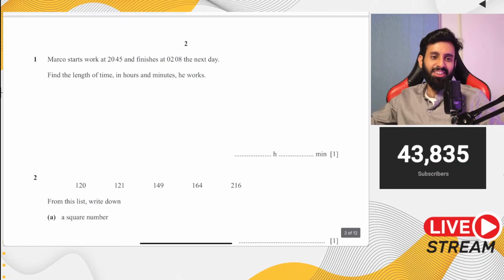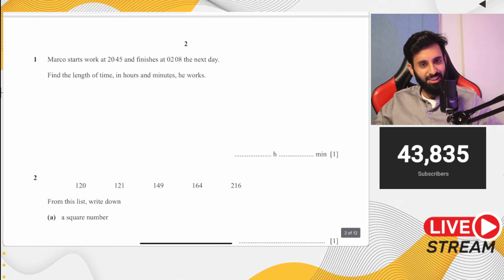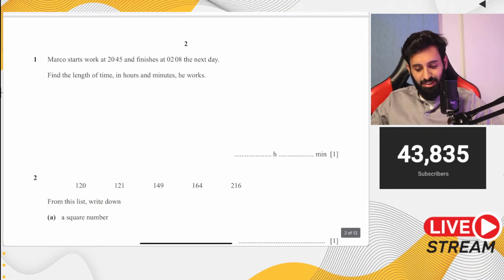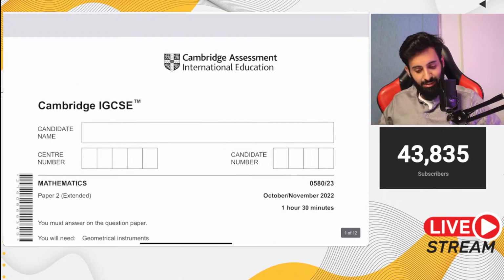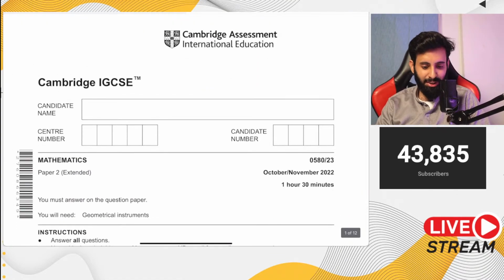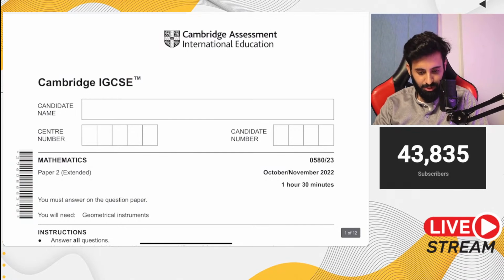Anyway, so here's question number 1. Let's see what it says. By the way, I'll tell you the reason why I've opted for this paper. The reason I opted for this paper is because it had a very low threshold, which means it must have been difficult. So here we are, November 2022.